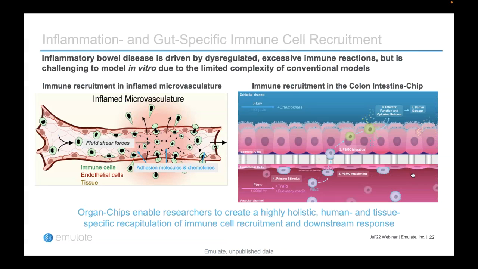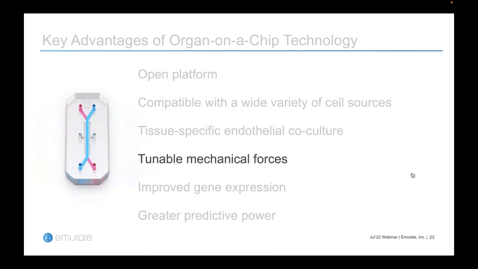And that's what happens with diseases like IBD and other inflammatory gut diseases. So flow and endothelial cells are imperative to being able to model this in a relevant way. Now you can actually start to perturb the system, looking at therapeutics that can stop or mitigate that recruitment and activation of immune cells. So that's the importance of both the matched endothelial co-culture as well as the flow.